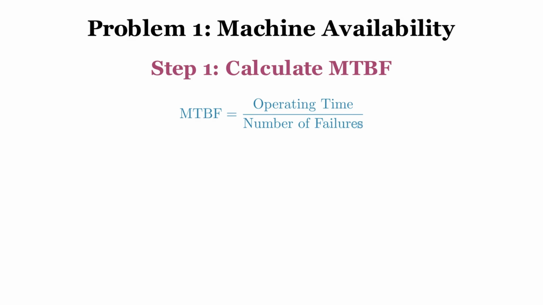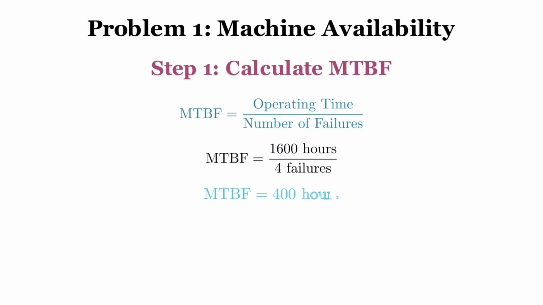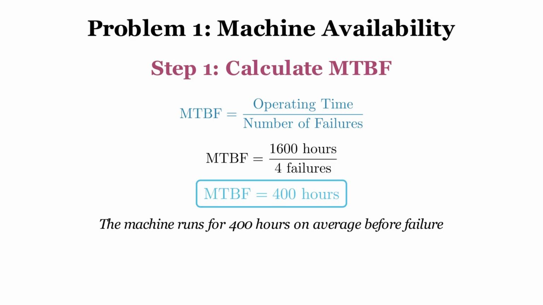Step 1. Calculate MTBF. Formula: MTBF equals operating time divided by number of failures. We take the operating time, which is 1,600 hours, and divide it by the number of failures, which is 4. MTBF equals 1,600 hours divided by 4. MTBF equals 400 hours. So our MTBF is 400 hours. This means on average the machine runs for 400 hours before experiencing a failure.